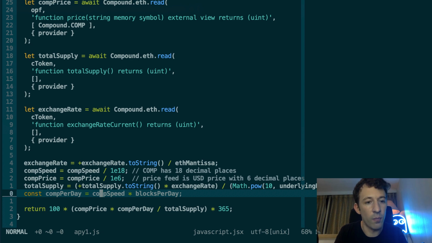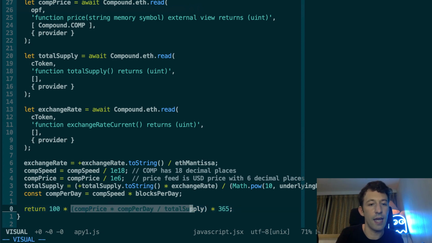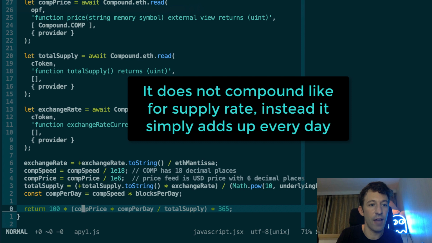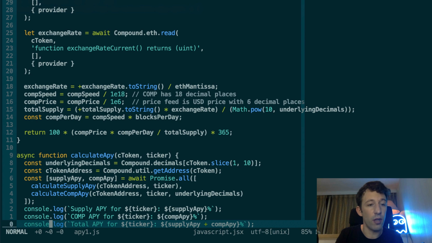So here you multiply COMP speed by the number of blocks per day, and then you need to calculate how much of this token will come back to you. For that, you divide COMP per day by total supply. So this is how many tokens go back to you. And then we want a USD value, so you multiply by COMP price. In the end, you'll get a COMP yield per day, but we want it per year. So you multiply it by 365 and you transform into a percentage with 100. And with all of this, finally you get your COMP APY.